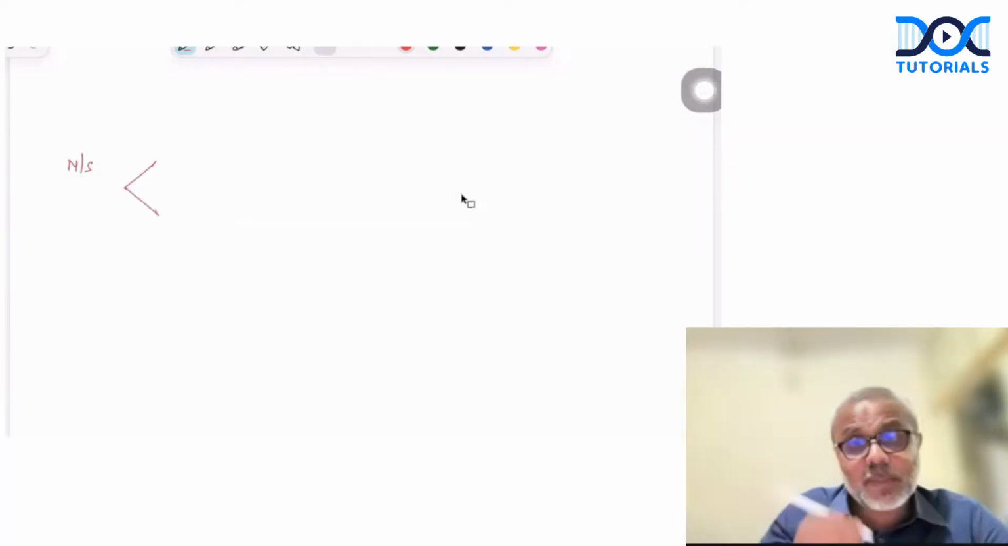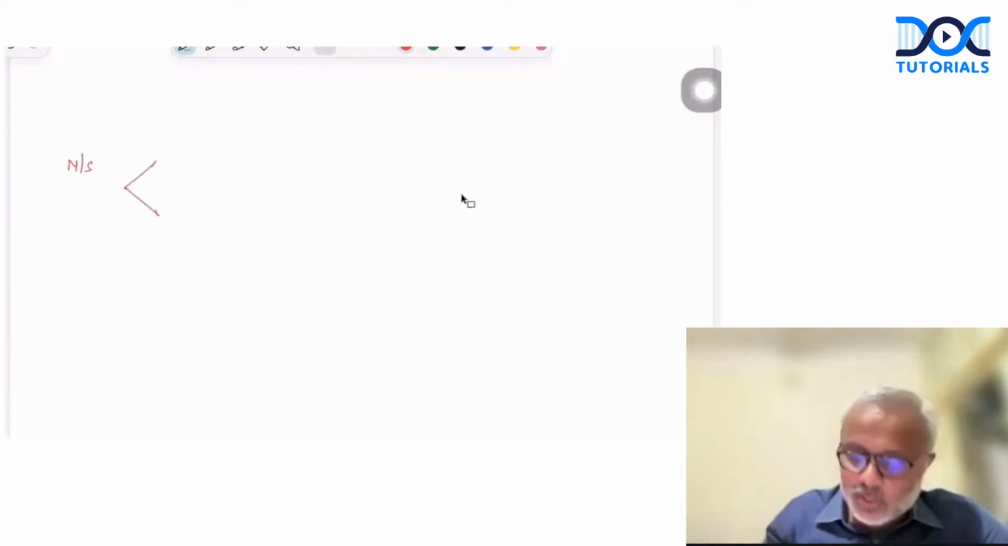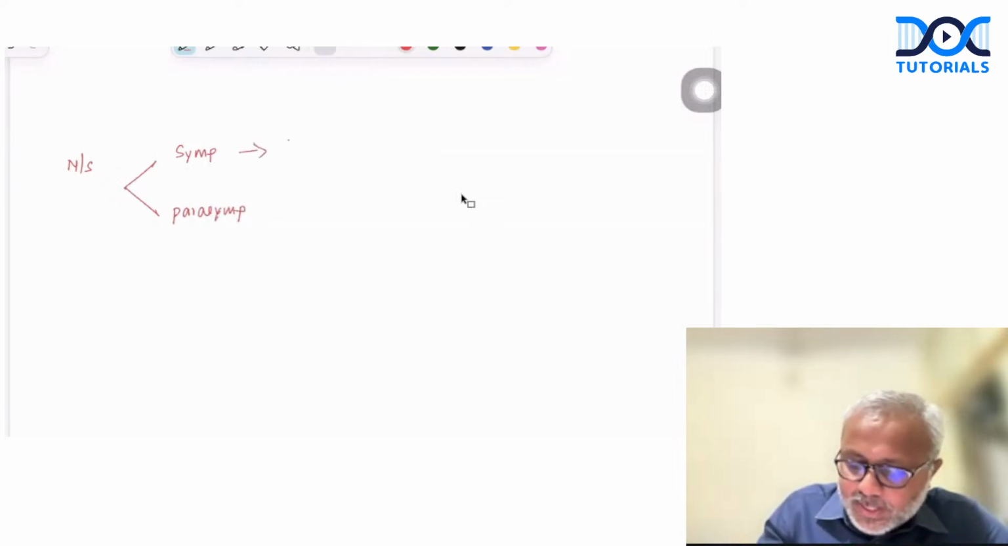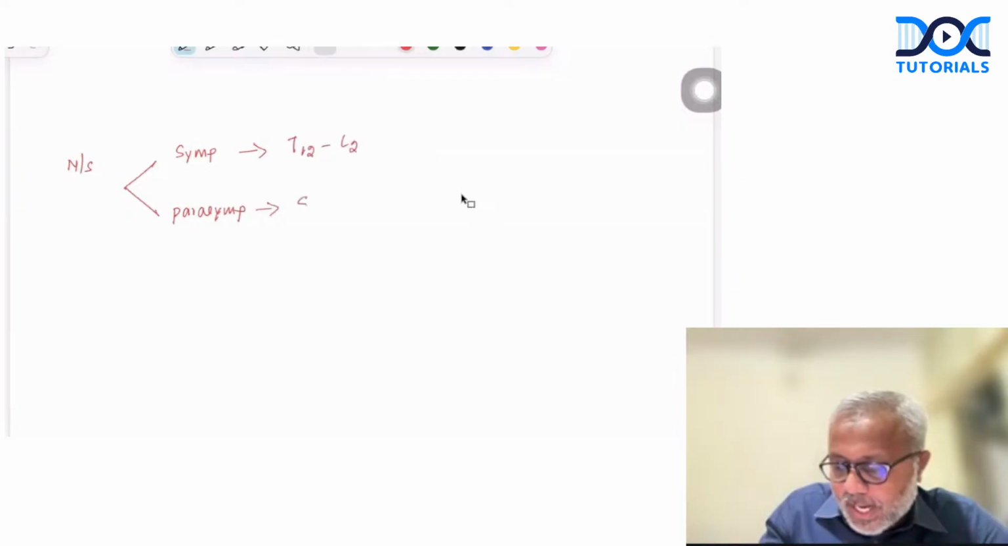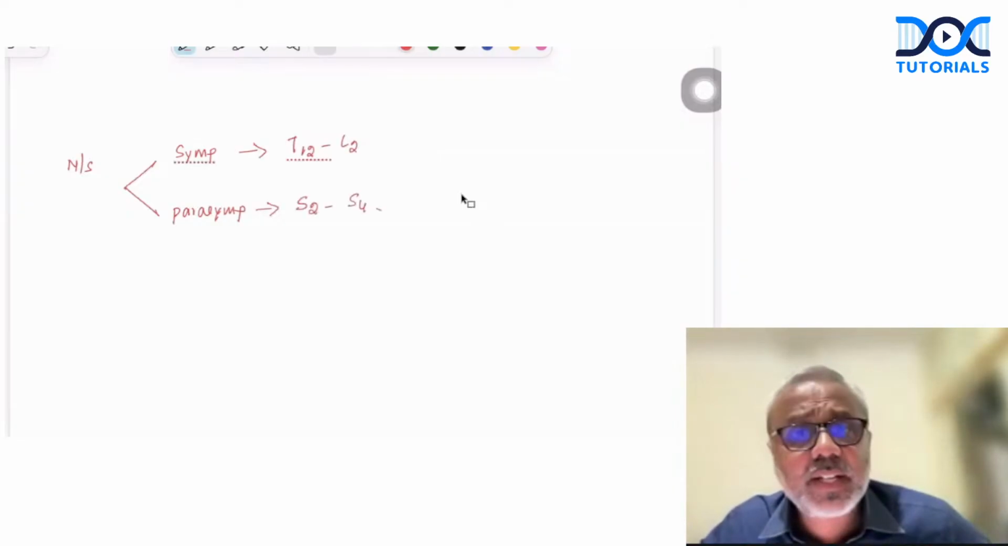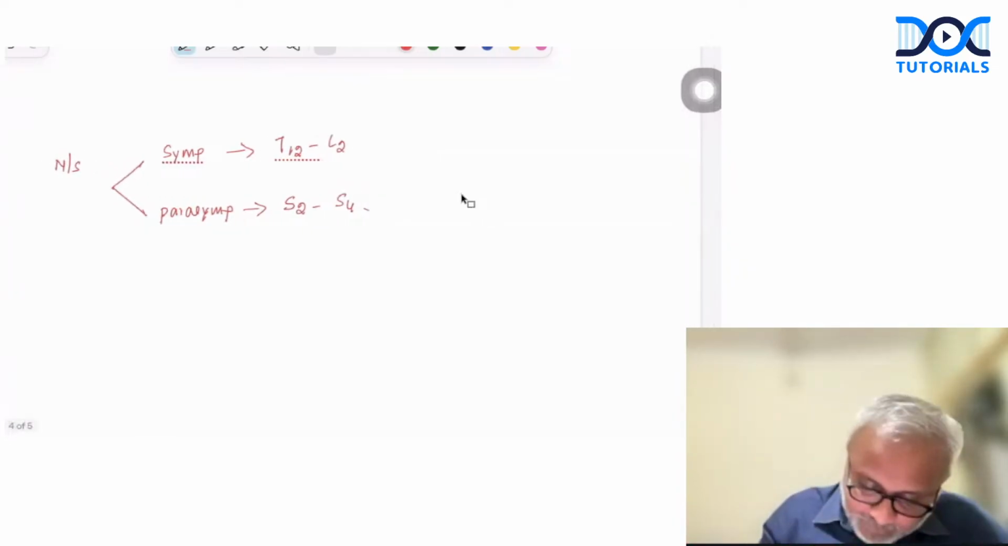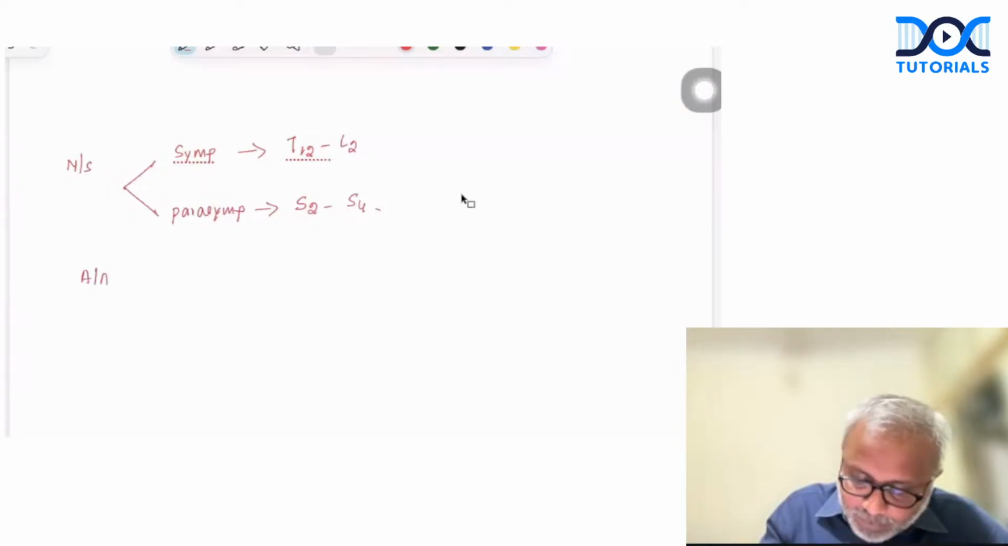The last thing, they can ask you about the nerve supply. Nerve supply for any viscera, abdominal or pelvic, you will discuss under two headings: sympathetic, parasympathetic. All you need to write is sympathetic is from T12 to L2 nerve roots, and parasympathetic is from S2 to S4 nerve roots. That's it, nothing else. Fine. This is regarding nerve supply. And end it with applied anatomy.